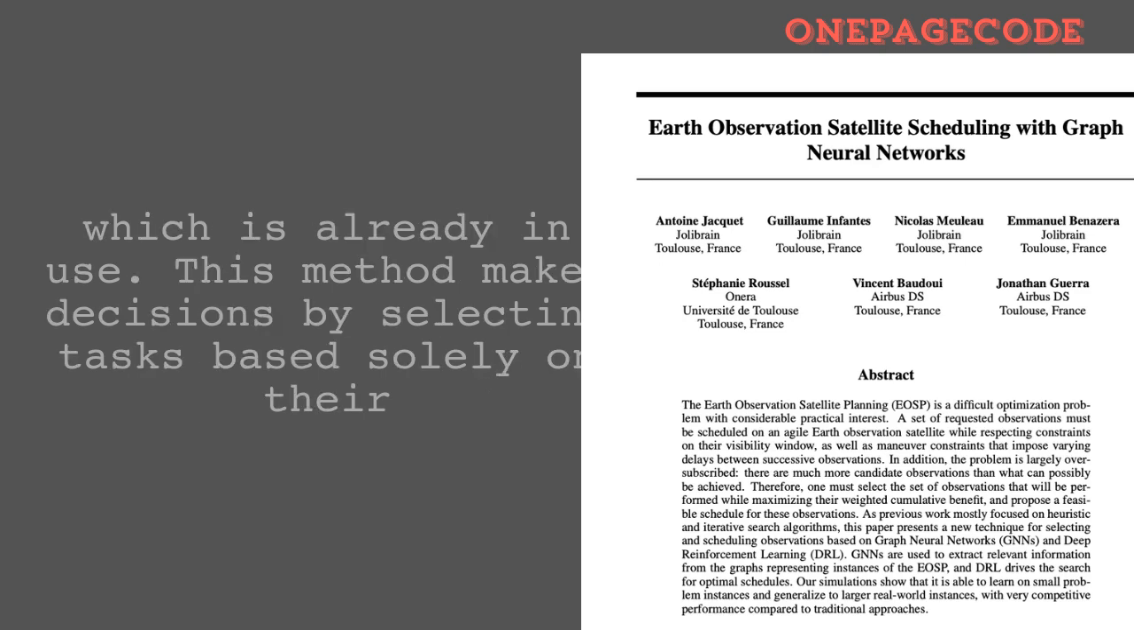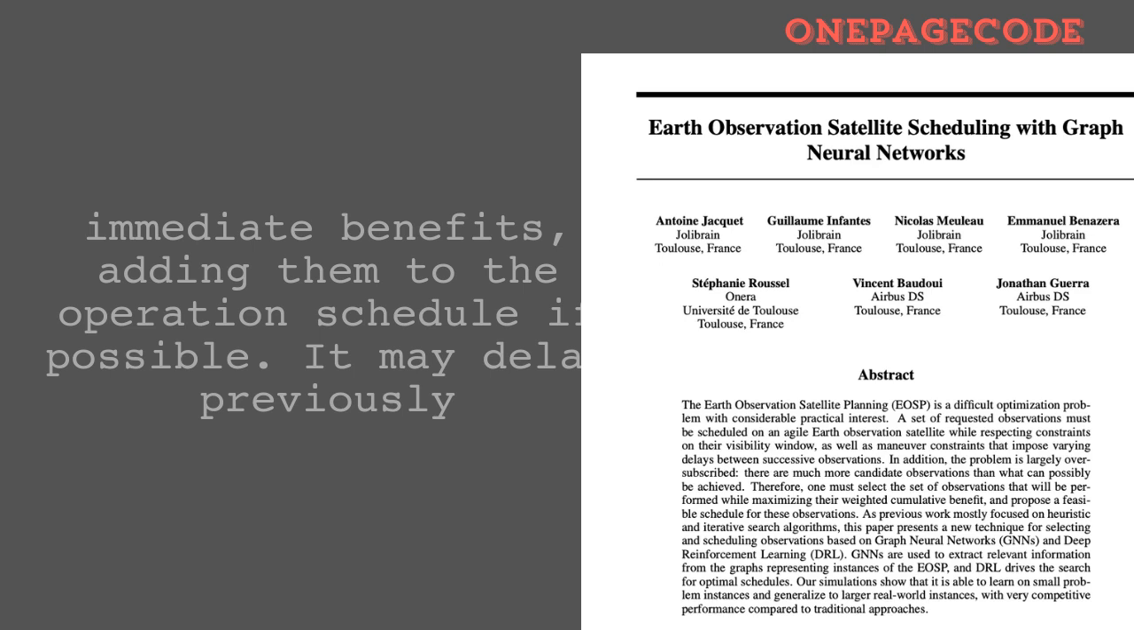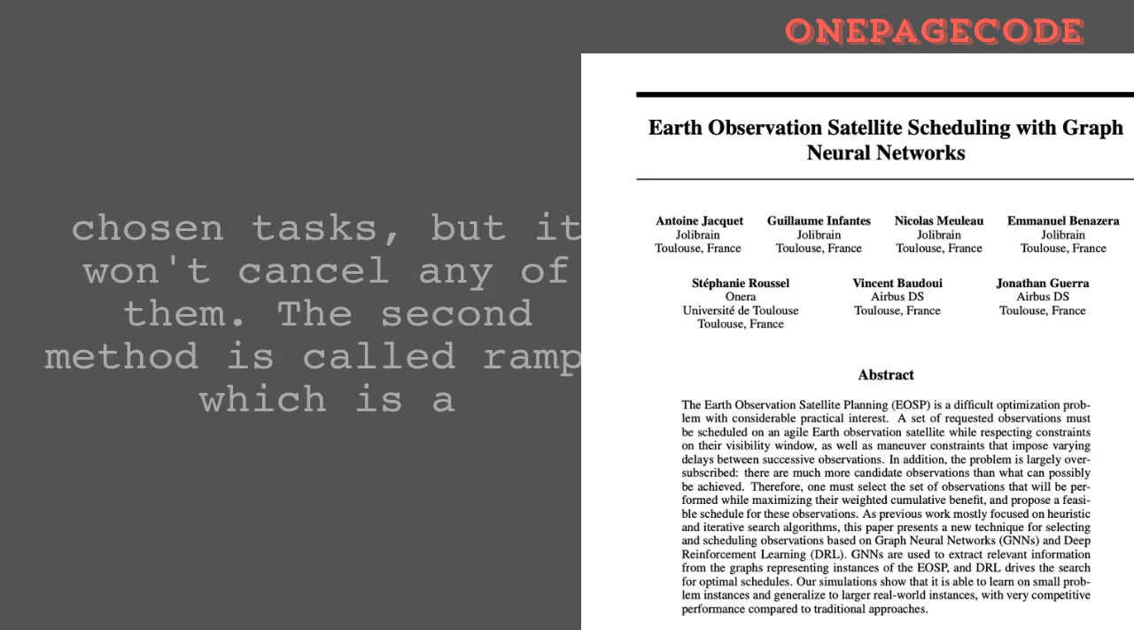The first is the greedy algorithm, which is already in use. This method makes decisions by selecting tasks based solely on their immediate benefits, adding them to the operation schedule if possible. It may delay previously chosen tasks, but it won't cancel any of them.